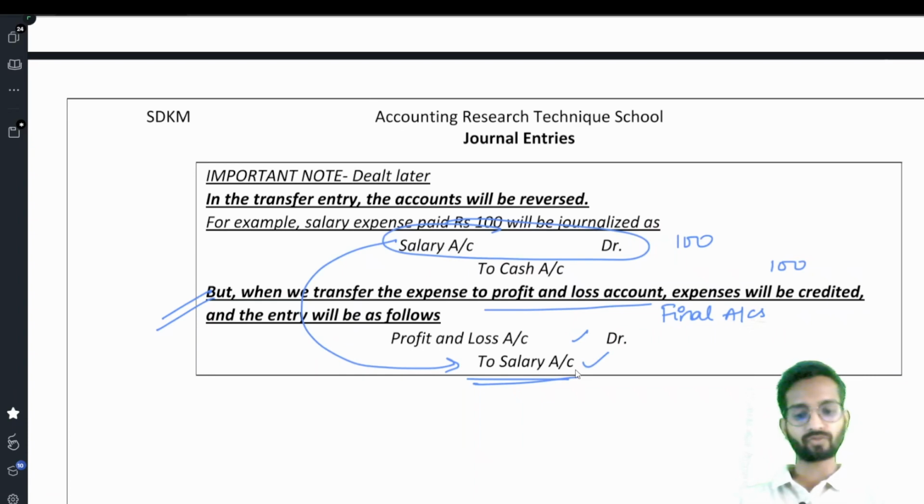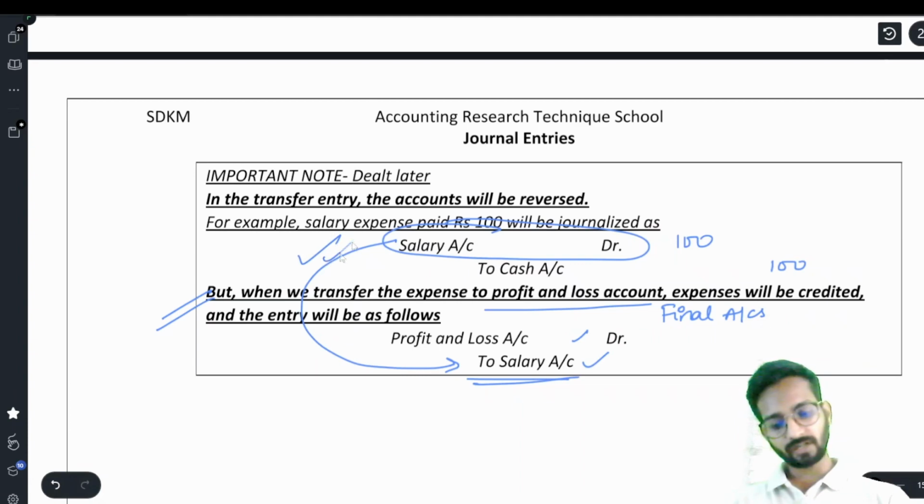This is how the accounts will be closed. This is the closure of accounts. We will read it in detail. I am just giving you the brief here. Why? Because we always learn that all the expenses will be debited always. No, it doesn't happen like that. It will be debited first, but then it will be credited at the time of closing the books of accounts of the business.